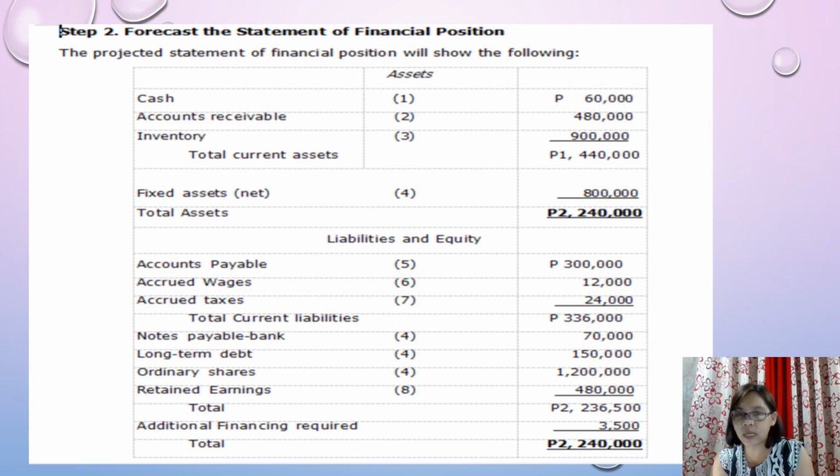So, pag tinotal natin, ang lalabas po ay 336,000. So, yung notes payable, 70,000. Long-term debt, 150,000. And ordinary shares, 480,000. So, in your copy, tignan niyo po yung copy po ninyo kung pareho lang. So, dyan po sa copy niyo yung notes payable bank is 70,000. And then yung long-term debt is 150,000. Yung ordinary shares po ay 1,200,000.